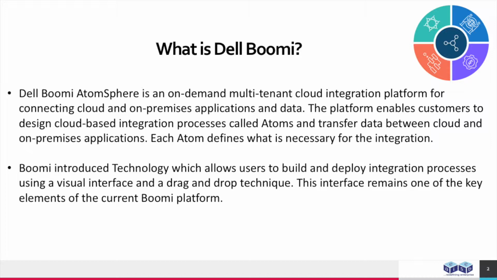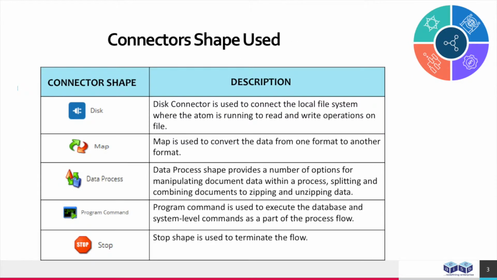Each atom defines what is necessary for integration. Boomi introduced technology which allows users to build and deploy integration processes using a visual interface and a drag-and-drop technique. This interface remains one of the key elements of the current Boomi platform. Disk connector is used to connect the local file system where the atom is running, to read and write operations on the file. The map is used to convert the data from one format to another format.